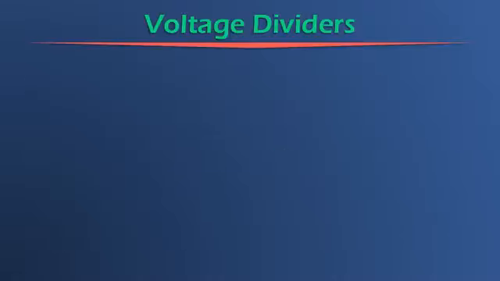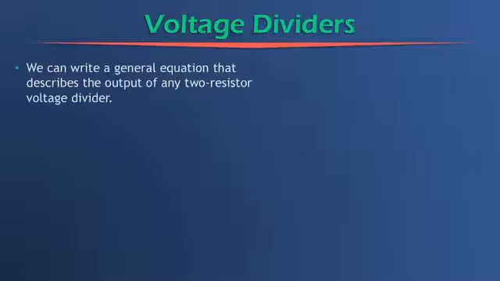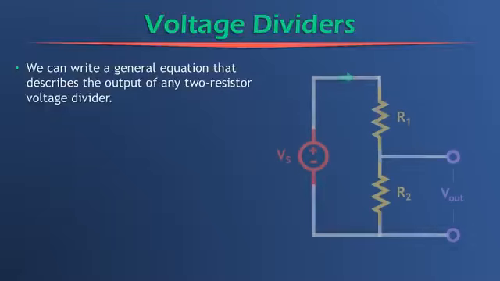What we just did is all fine and dandy, except it takes a couple of steps, about 3, to reach our answer. So we want to write a general equation that describes the output of any 2 resistor voltage divider. So here is a general schematic of a voltage divider. We have a VS, an R1, and an R2. We also have a current that flows through the circuit. It's the same current everywhere in the circuit because this is a series circuit. And we have a voltage output, a V out, which is observed across R2.